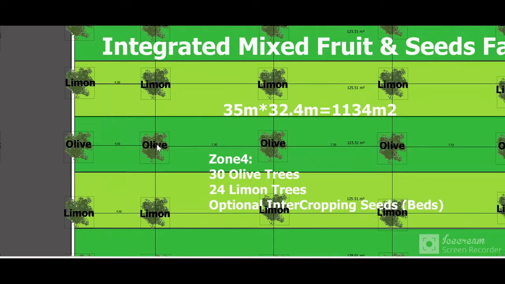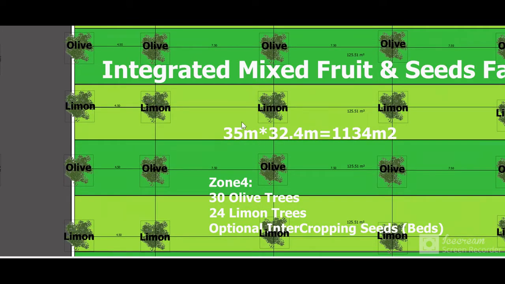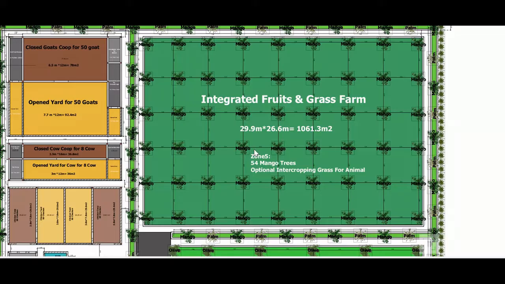As you see here, the distance between each of the olive trees is about 7.5 meters, 7.5 meter here and 7.5 meter here, but inside we put lemon trees at a distance of 4.5 between each olive; we put one lemon. So far this included 30 olive trees and 24 lemon trees, and optional intercropping with seed crop. The dimension of zone 4 is 35 meter from this side, and from this side is 32.4 meter. The total is 1134 square meter.